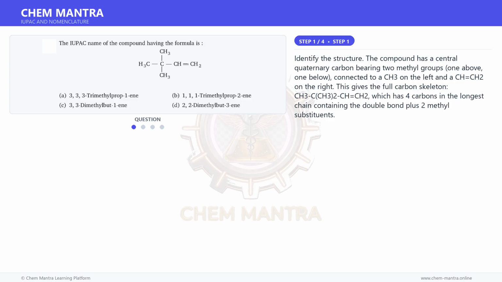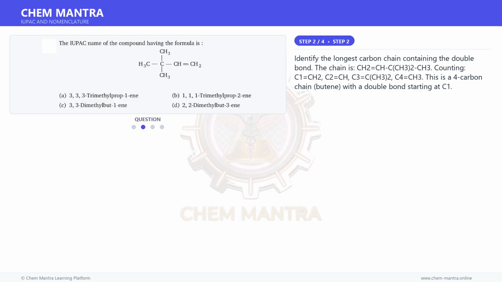Identify the structure. The compound has a central quaternary carbon bearing two methyl groups, one above, one below, connected to a CH3 on the left and a CH=CH2 on the right. This gives the full carbon skeleton, CH3-C(CH3)2-CH=CH2, which has 4 carbons in the longest chain containing the double bond plus 2 methyl substituents. Moving on to the next step.